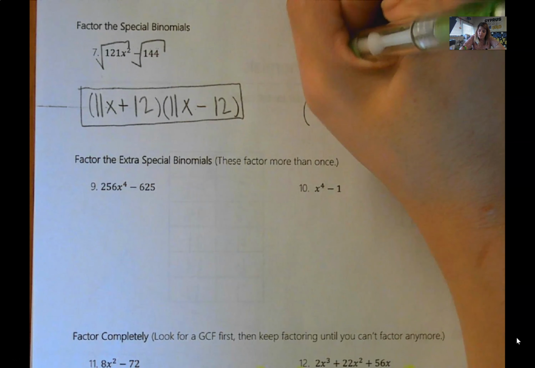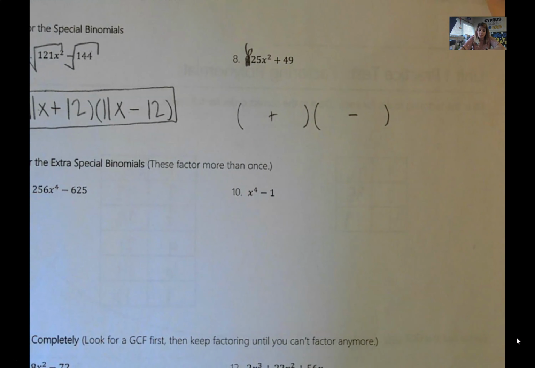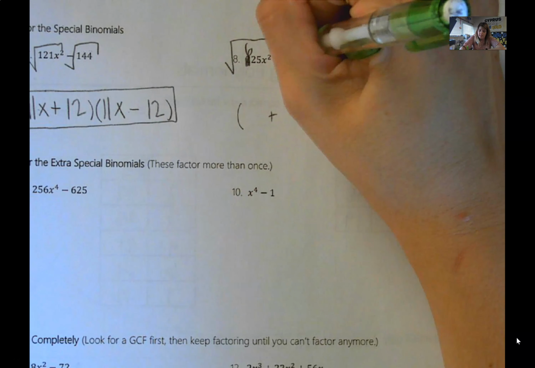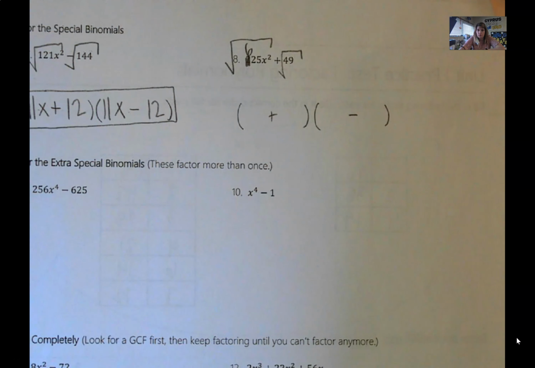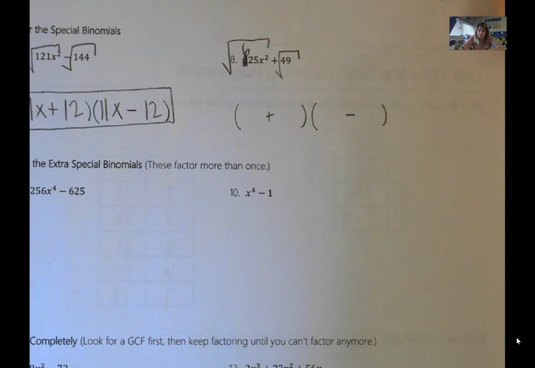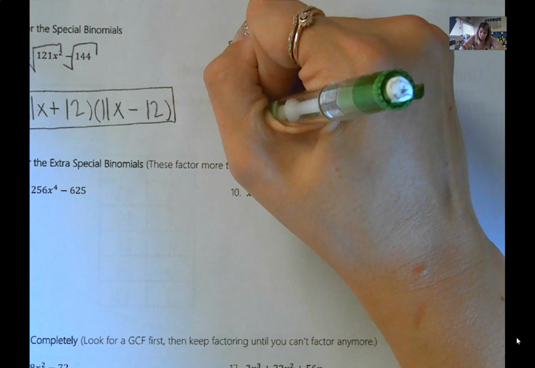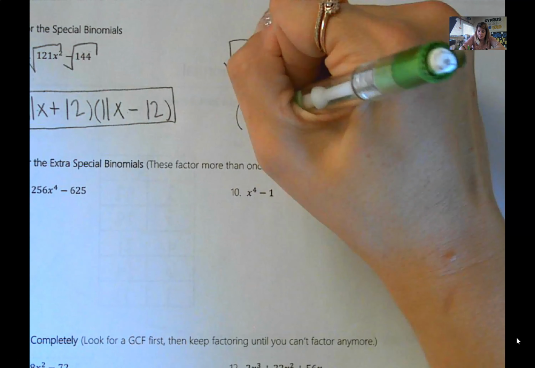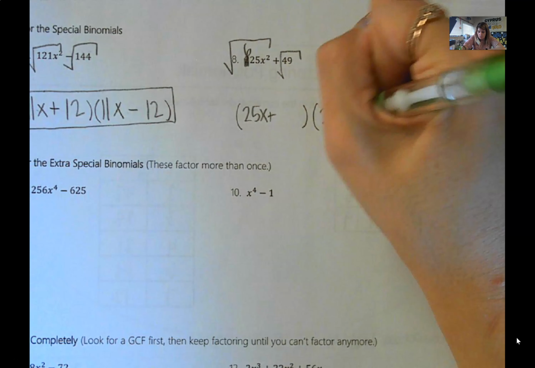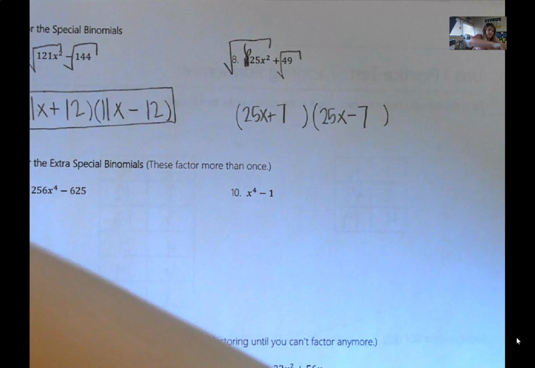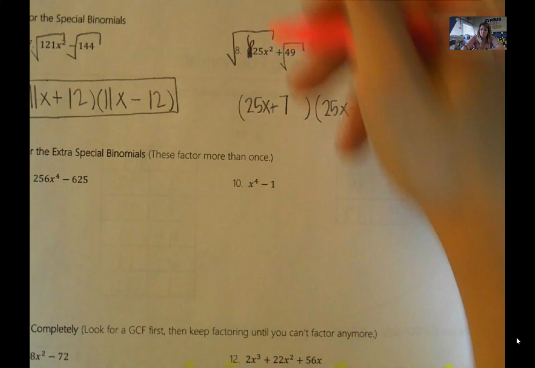This has a typo. This should be 625. So now that I fixed that, if you haven't done this problem already, you should probably pause and do it. It's the same method. You root both terms. 625, the root of 625 is 25. Root of x squared is x. Root of 49 is 7, but this time we have a plus sign.